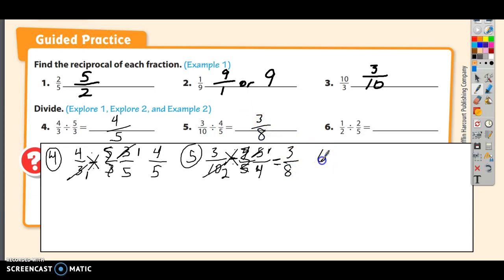And number 6. 1/2 divided by 2/5 is the same thing as 1/2 times 5/2. And nothing simplifies. 5 and 2 don't share a factor. 1 and 2 don't share a factor. So I end up with 1 times 5 is 5, and 2 times 2 is 4. And 5 divided by 4 is 1 whole, with 1 left over. So I get 1 1/4.